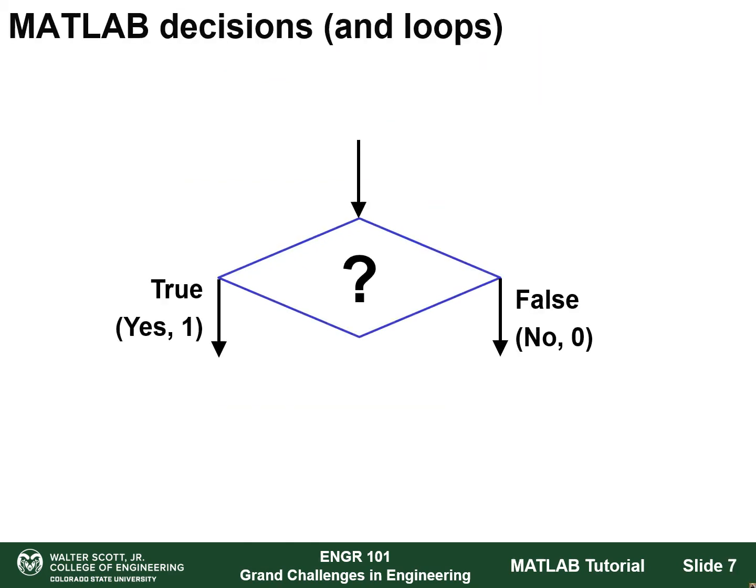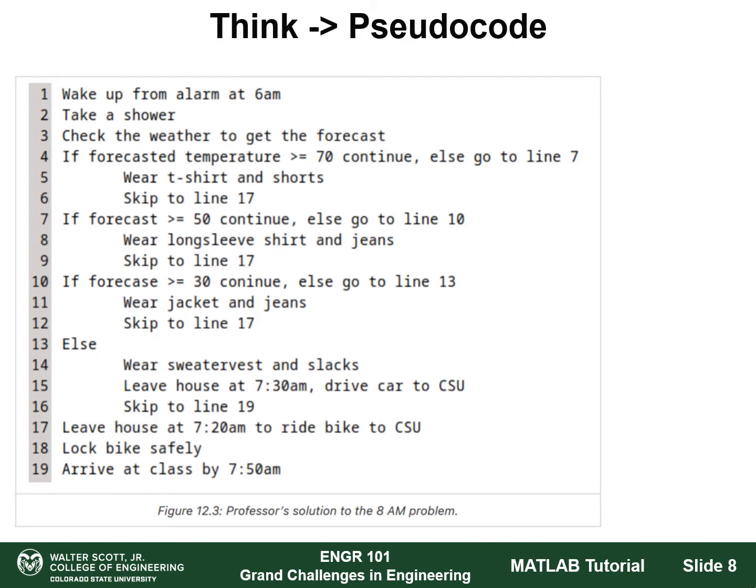So let's talk about those decisions and loops and how that works. Fundamentally, the diamond allows us to branch the code, to do different things if the decision is that something is true versus something being false. For true, you can also substitute the word yes, and true gets coded as a 1, and false gets coded as a 0, and false can also be thought of as no.